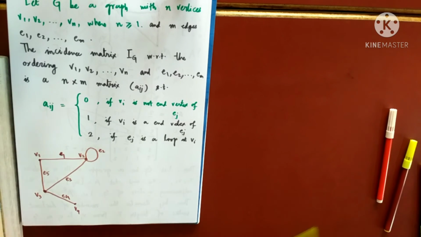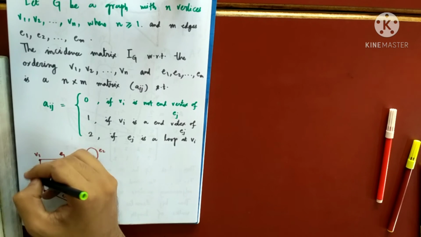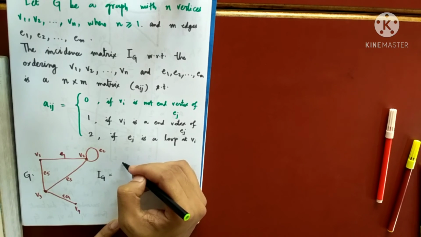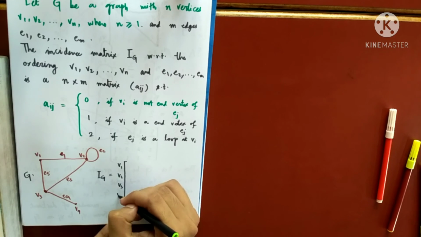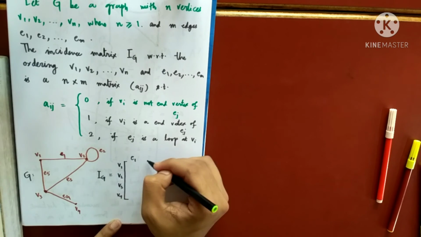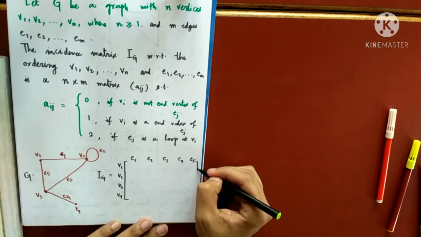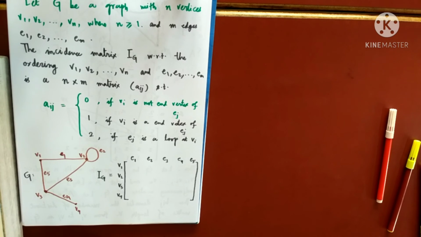So let's draw the incidence matrix with respect to the listing V1, V2, V3, V4 and E1, E2, E3, E4, E5. So what is the matrix IG for this graph? If the name of the graph is G, how do you draw it? You write like this. Here you write down the vertices V1, V2, V3, V4. And here are the edges E1, E2, E3, E4, E5. So you see the first thing that comes here: the incidence matrix may not always be a square matrix.